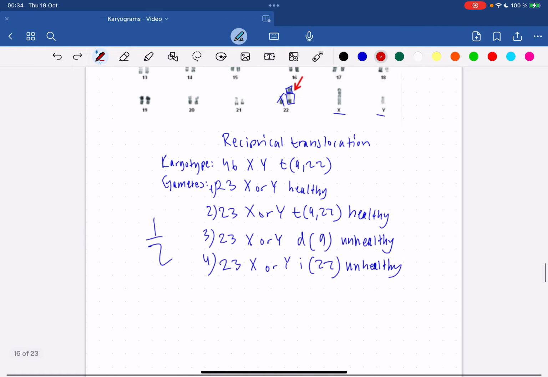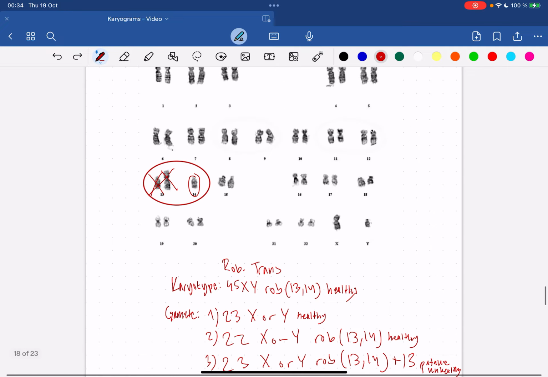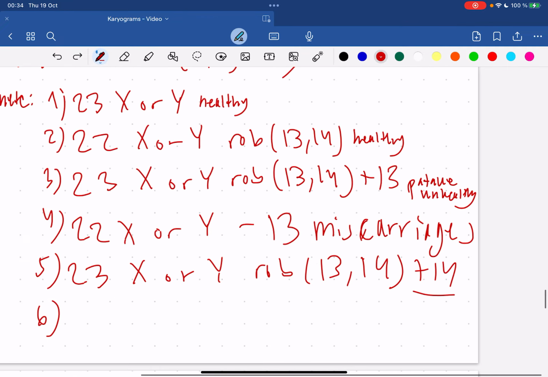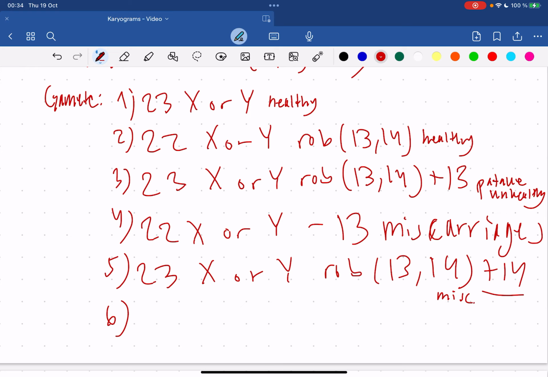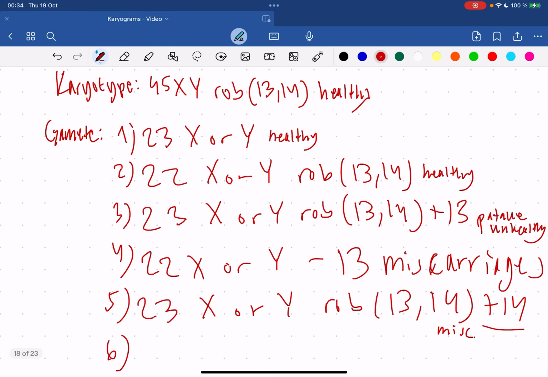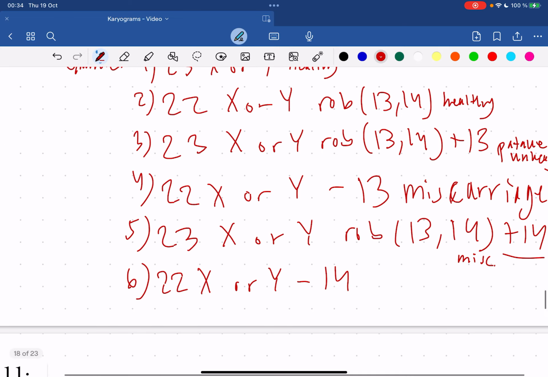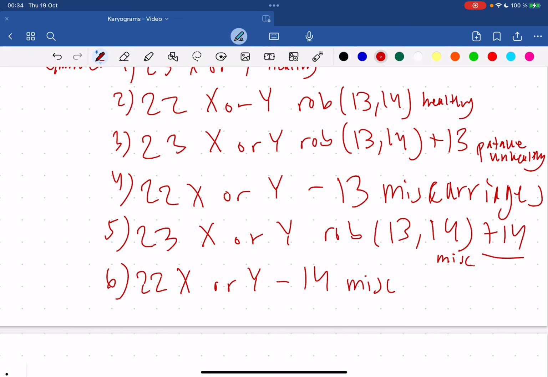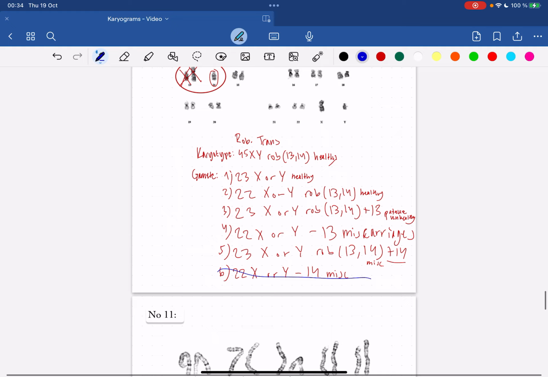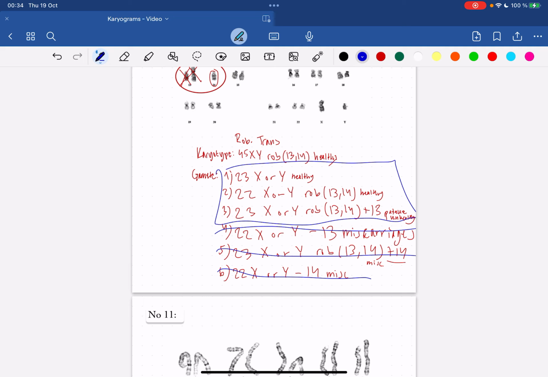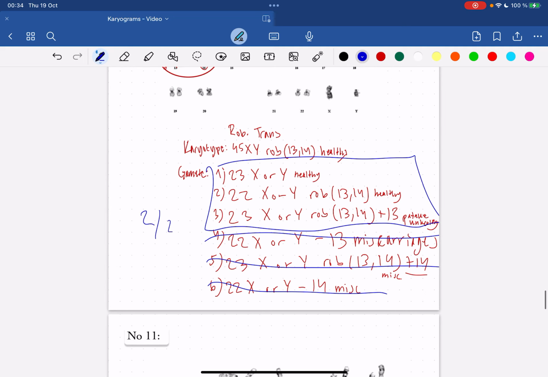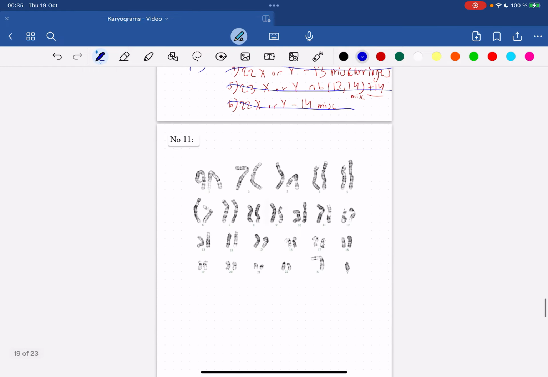Number 6. So that would lead to a miscarriage. So write miscarriage right here. And then of course we have a miscarriage there. So finally we just have X or Y minus 14 instead of plus 14. And that would also of course lead to a miscarriage. So the ones that are miscarried are this one and this one. That leaves only 3 options. And out of the 3 options, 2 are healthy and 1 is unhealthy. So 2 out of 3 healthy right there.